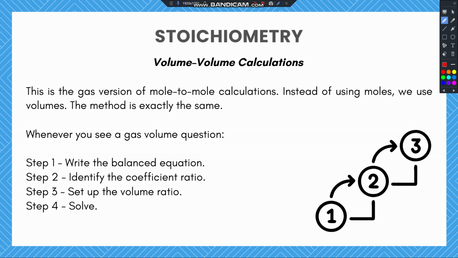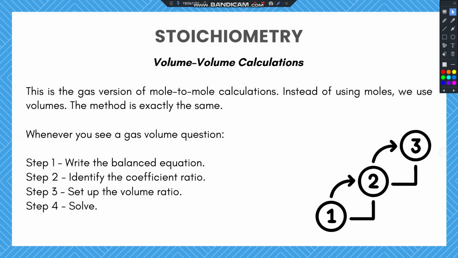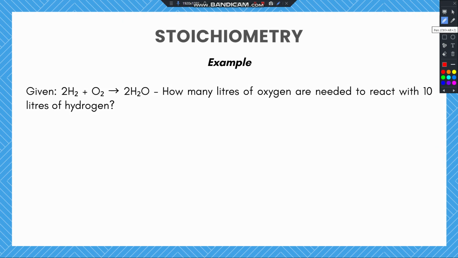So let's see some volume to volume calculations. This is the gas version of mole to mole calculations. Instead of using moles, we use volumes. The method is exactly the same. So whenever you see a gas to volume question, step number 1, write the balanced equation and identify the coefficient ratio. The coefficient ratio becomes the same as the volume ratio, and then you solve. Let's take all these steps one by one and see if we can handle a number of questions.